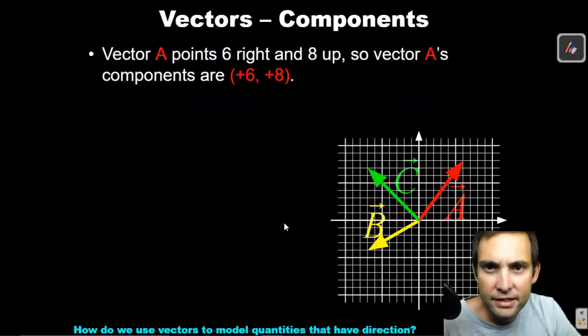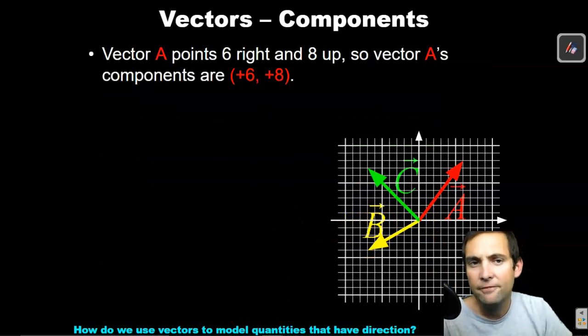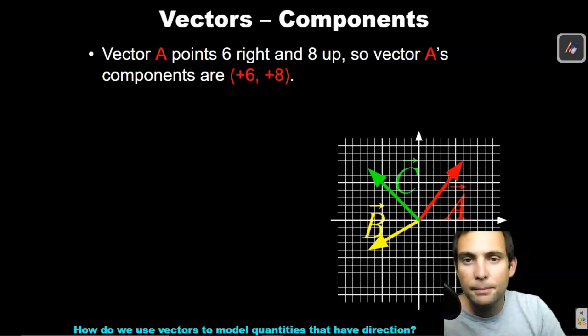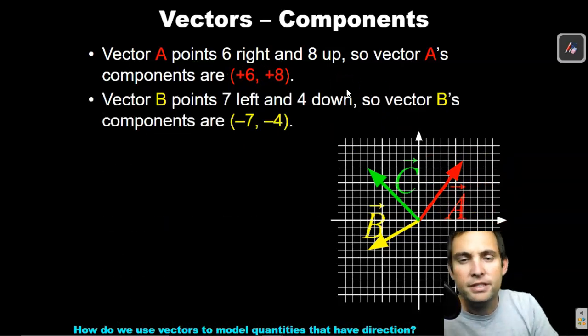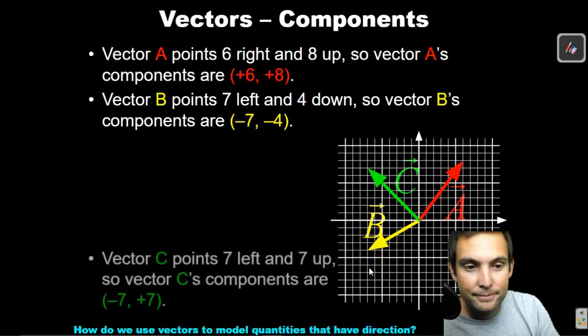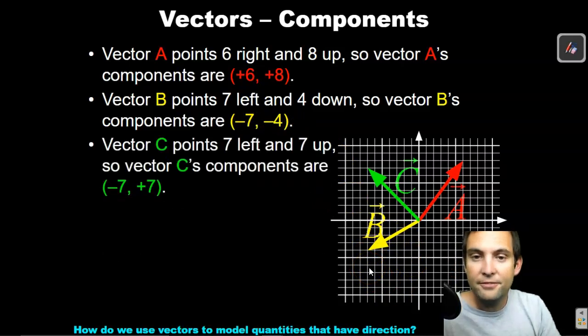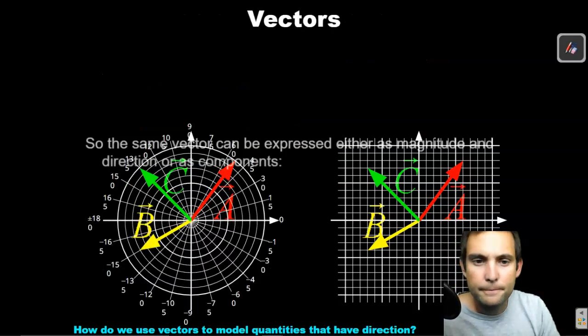Vector A points 6 right and 8 up, so vector A's components are positive 6, positive 8. Positive x, positive y, we're going to land in that first quadrant. Vector B points 7 left and 4 down, so vector B's components are negative 7, negative 4, negative x, negative y, third quadrant. Vector C points 7 left and 7 up, so vector C's components are negative 7, positive 7. Negative x, positive y gives us the second quadrant.